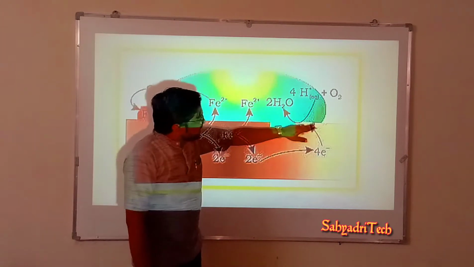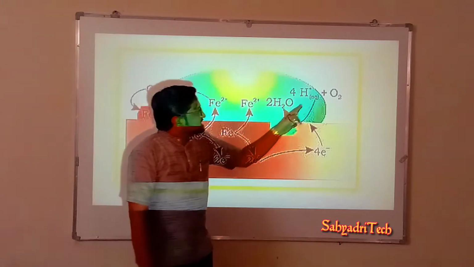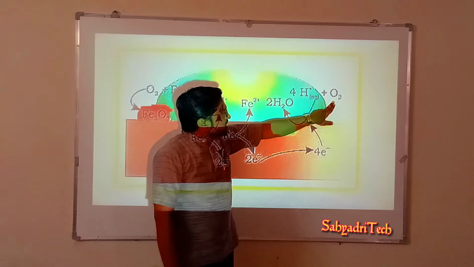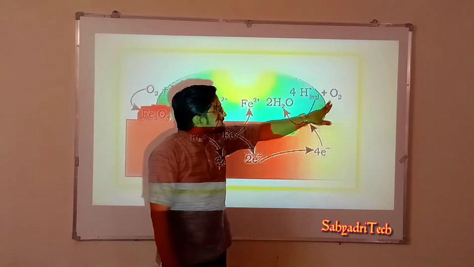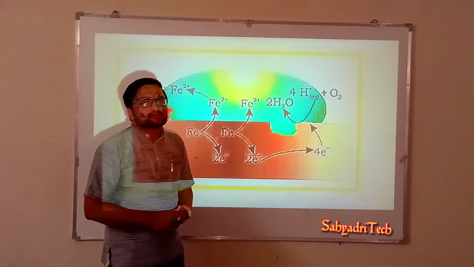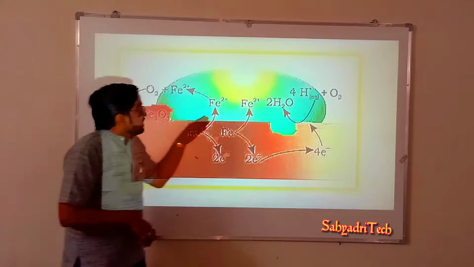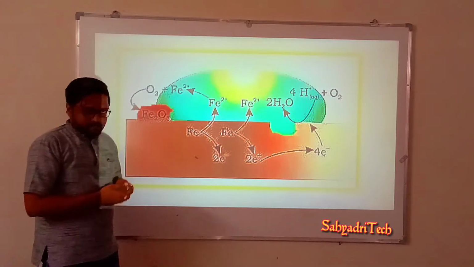Now, at the surface of the impure part, what happens? The H+ ions combine with the oxygen content and get converted into water. Here, reduction of oxygen takes place. Oxygen is getting reduced into water molecules. On the other hand, the ferrous ions are further oxidized into ferric ions.